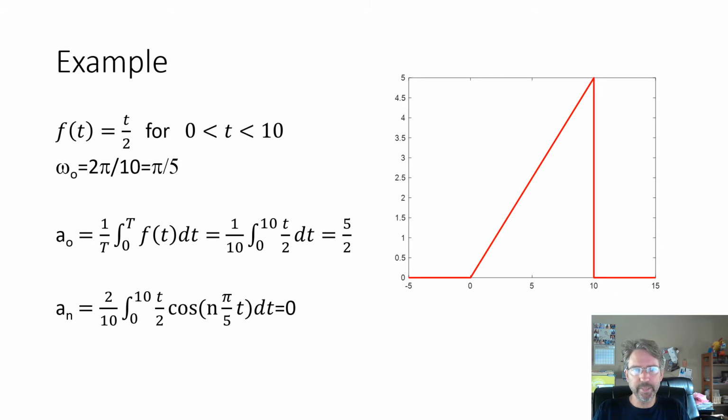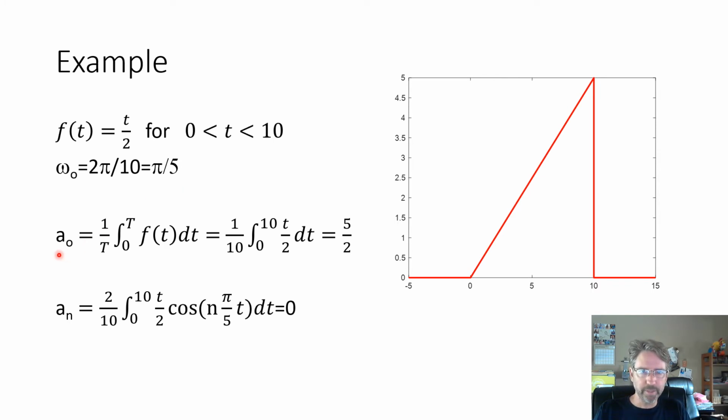So here's an example of the Fourier series. Our initial function is f of t equals t over 2, and the interval is between 0 and 10 seconds. So in red here, we see it's a ramp function. The first thing we want to find is omega naught, the fundamental frequency, the low frequency. And it's just 2 pi over capital T, so pi over 5 radians per second.